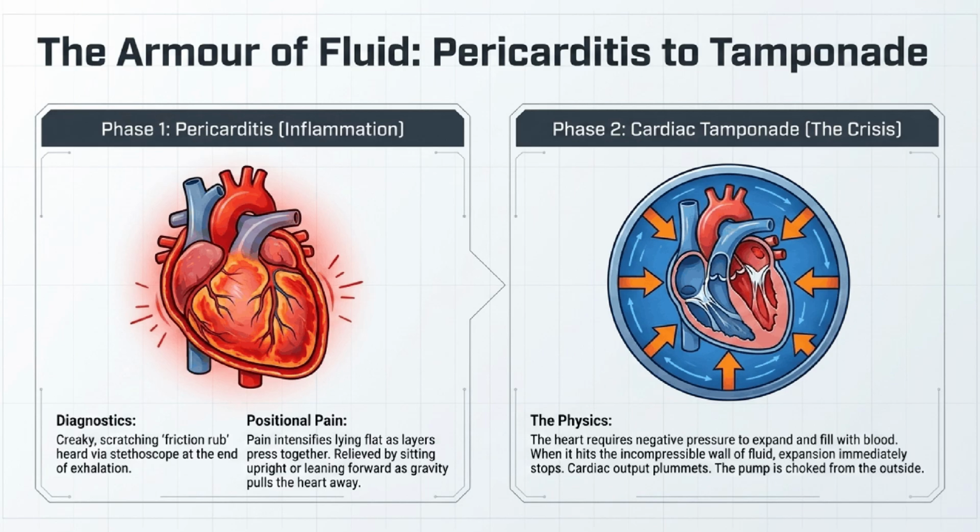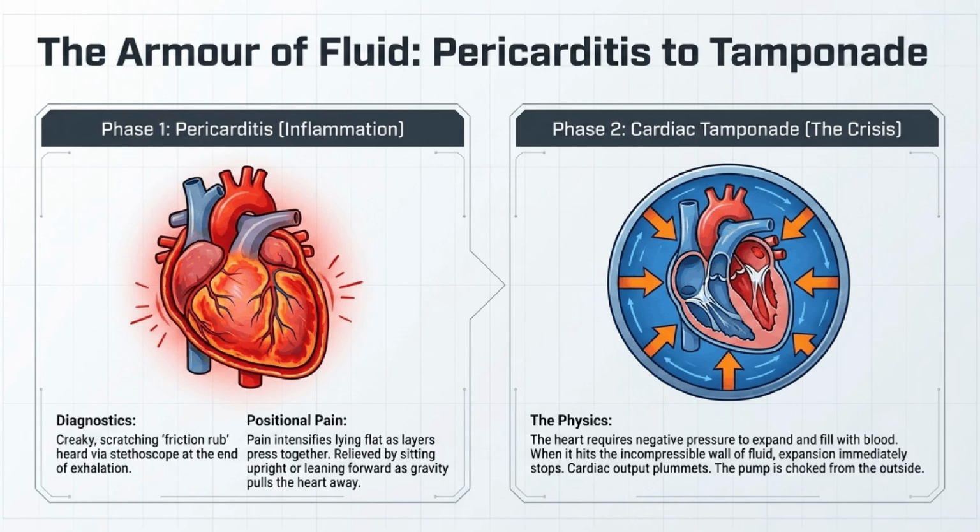The sources describe a creaky or scratching friction rub that you can hear with a stethoscope, mostly at the end of an exhalation. And the pain is uniquely positional, right? Extremely positional. If the patient lies down, the pain intensifies because the inflamed layers are pressing directly against each other. But if they sit upright and lean forward, gravity pulls the heart slightly away, and the pain is relieved.